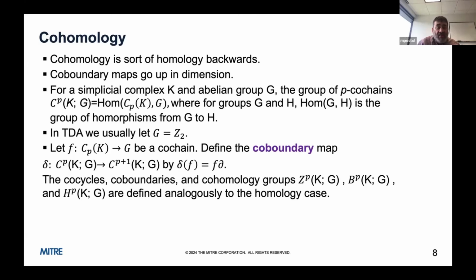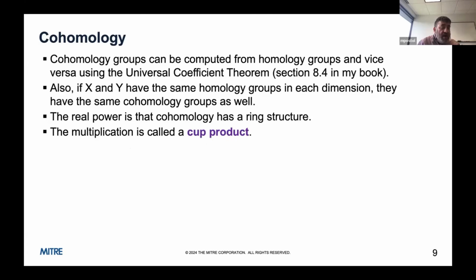All right, and now here's the bad news: cohomology groups can be computed from homology groups and vice versa using the universal coefficient theorem. It's really very easy. And if X and Y have the same homology groups, they have the same cohomology groups. So why would you do something like this? Because the real power is that it also has a ring structure, the multiplication being called a cup product.